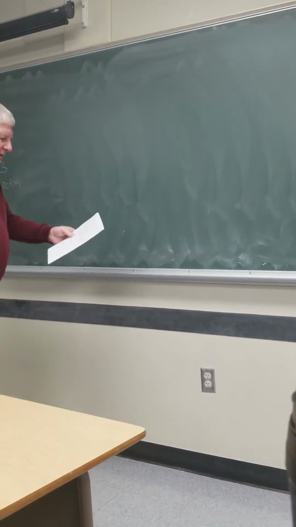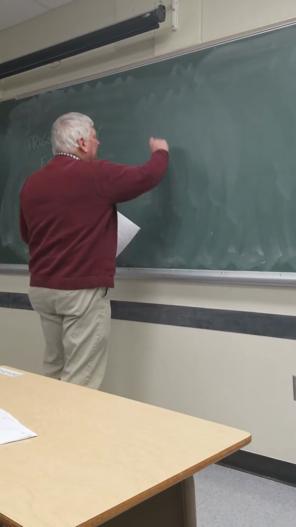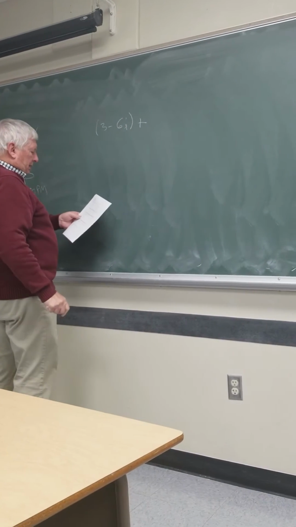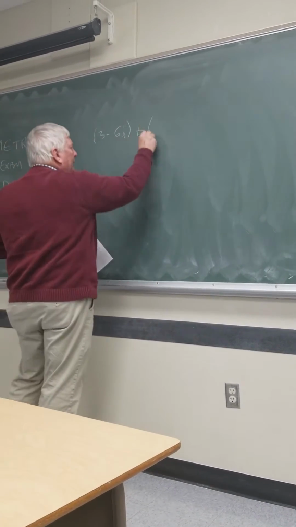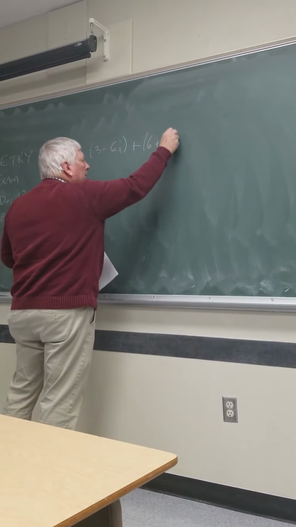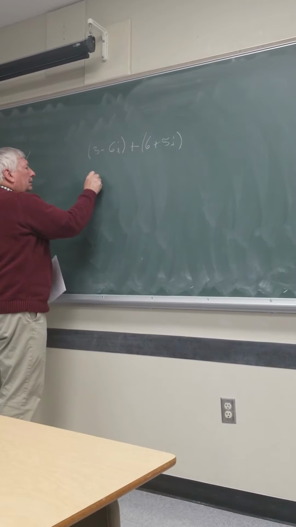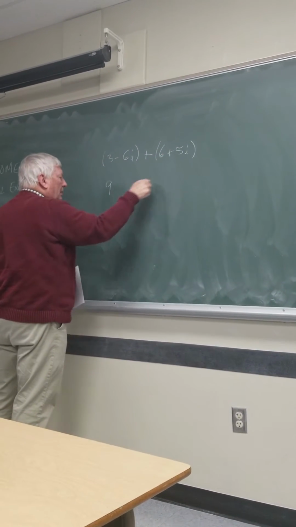Complex number operations in rectangular form. 3 minus 6i plus 6 plus 5i. We add the real number parts, and we add the imaginary number parts.